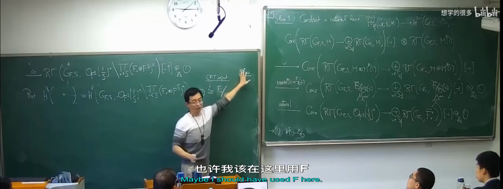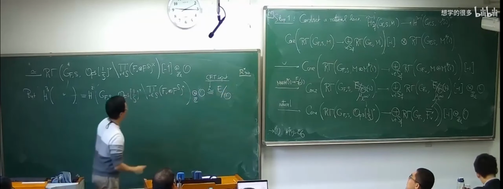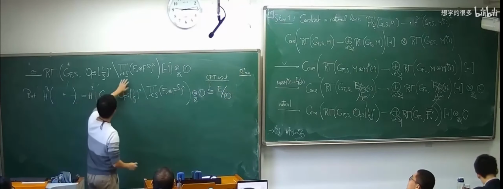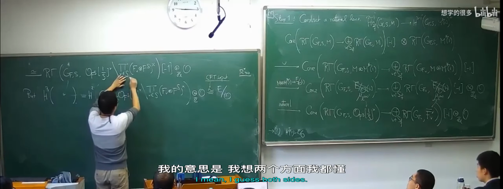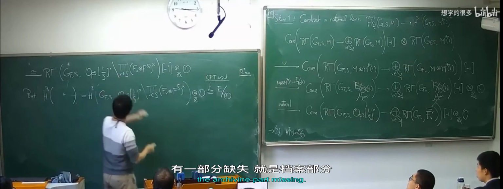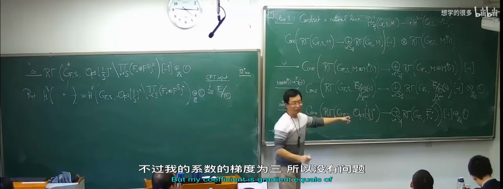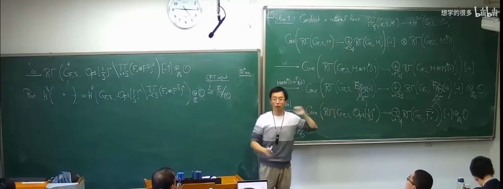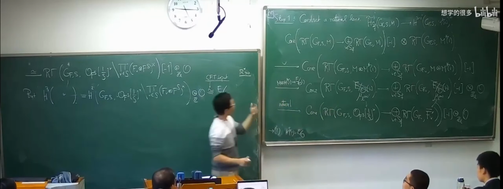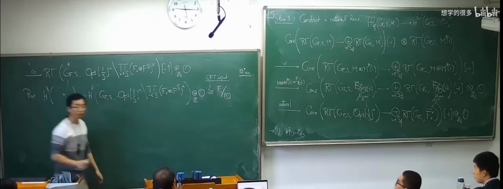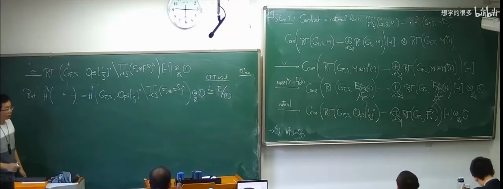Yes. Maybe I should have used F here. Somehow, I guess on both sides there's a 2 part missing, the Archimedean part missing. But that only will create a 2-torsion. But my coefficient is greater than or equal to 3, so there's no problem. Other questions?